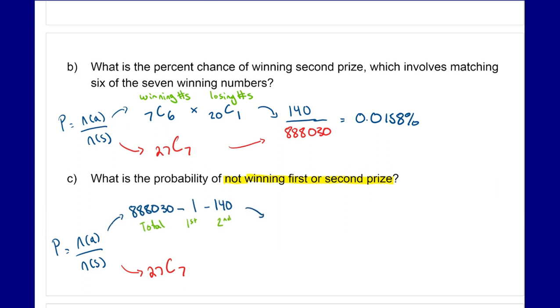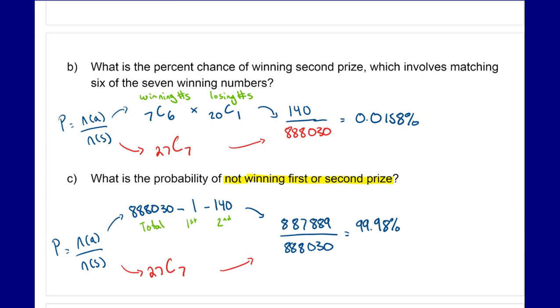Now we're going to put it all together. So now we have 887,889 possible ways of not getting first or second. And then we have 888,030, which equals 99.98%.